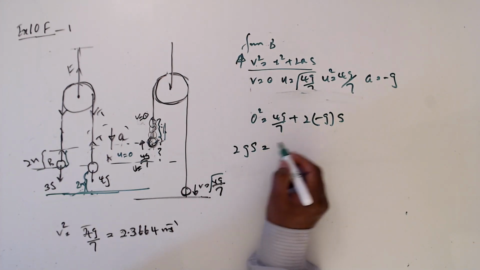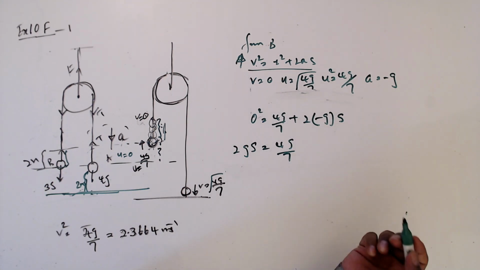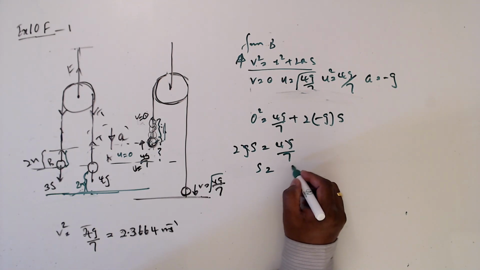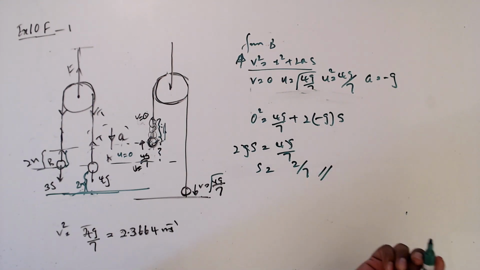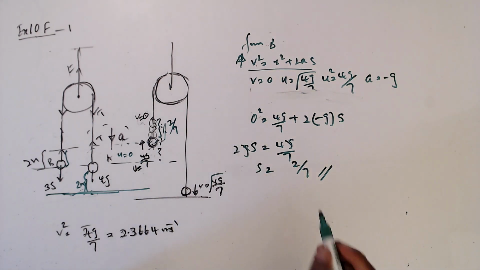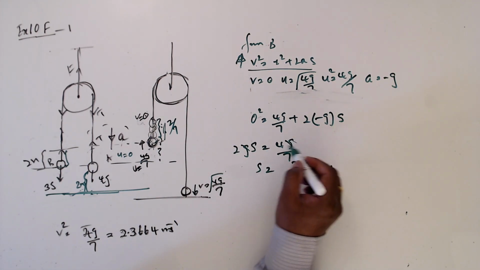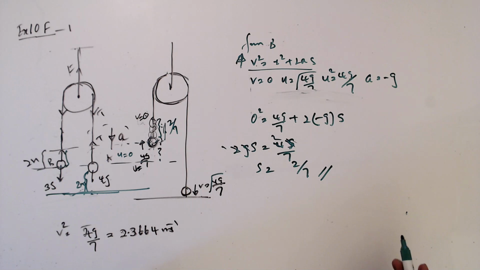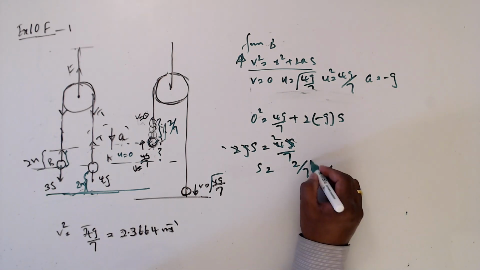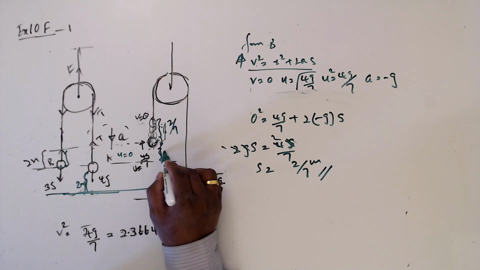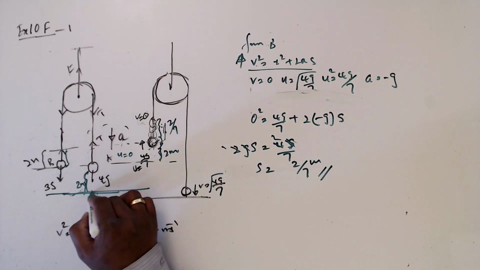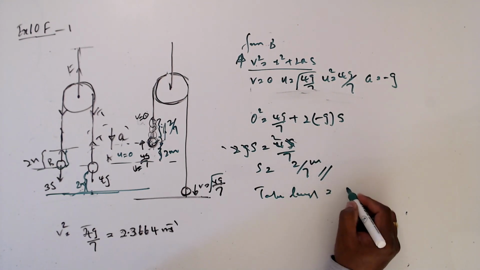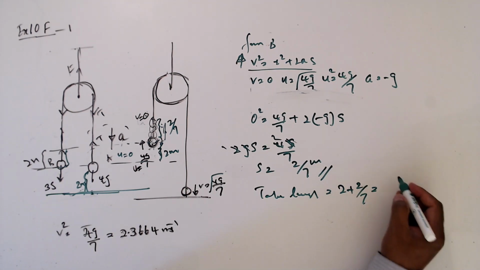So 2gs equals 4g over 7. So g and g cancel out, and s equals 2 over 7. So this distance we found out. This is 2 and this is 2, so 2 over 7 meter. And this length is 2 meters from here to here until it hits. So the total length is 2 plus 2 over 7.